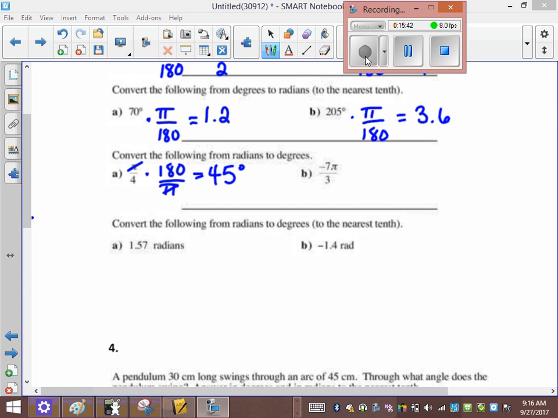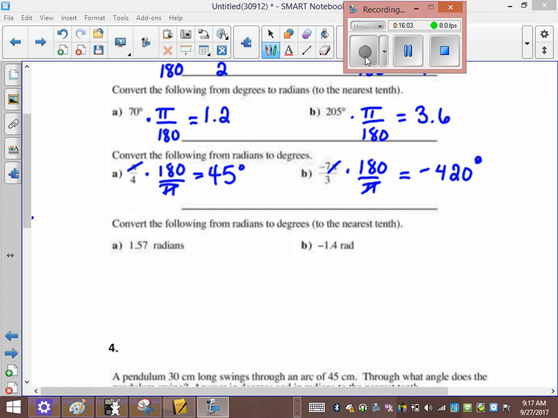Okay, so then this one we're going to times by 180 over pi. The pi's cancel. And what's negative 7 times 180 divided by 3? Negative 420 degrees. That's a bad degree.